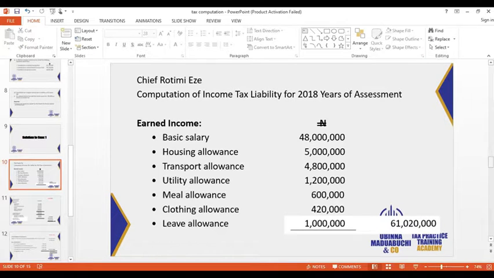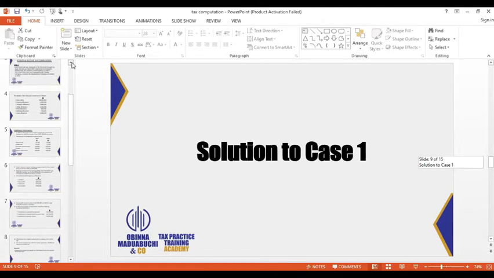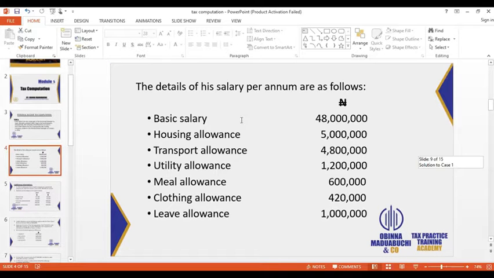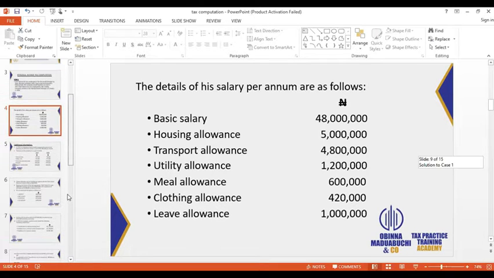For those that are just joining us, I can move back again. How we got the employment income is given in the question. The details of the salary per annum are as follows. So all this information we have here constitutes the employment income. As I was explaining to you, we have this as the details of the salary, those are the employment income that we have. So that's how I got my employment income. So I'll go back to the case study.